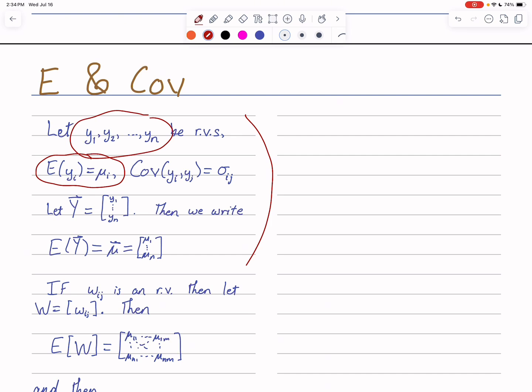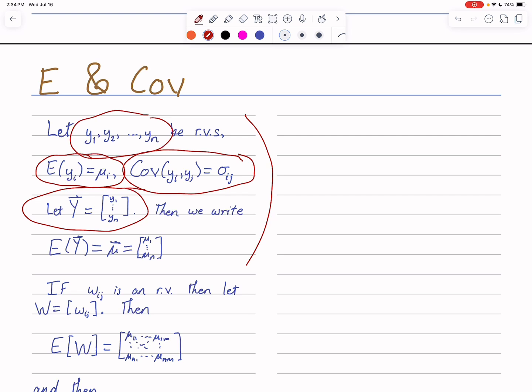And we'll say that the covariance between yi and yj is sigma sub ij. Again, just notation. And here is where we bring up packaging all of these n random variables into a vector. So we're going to call it capital Y.